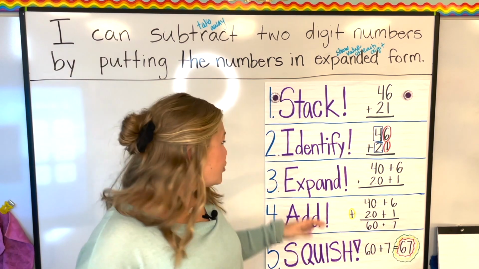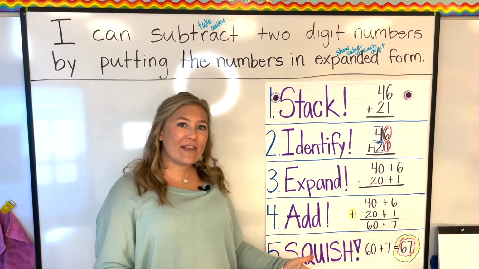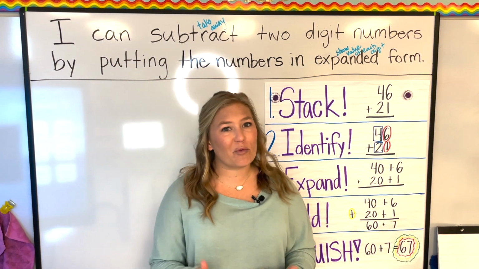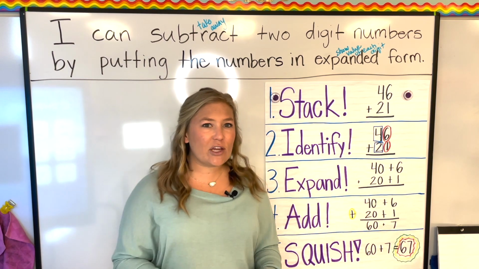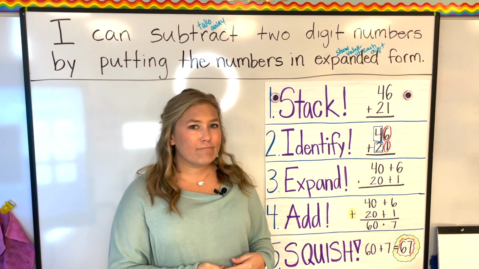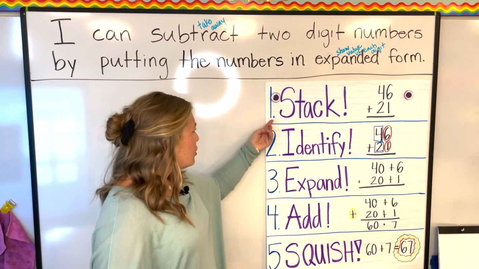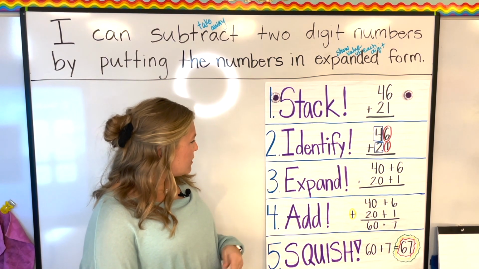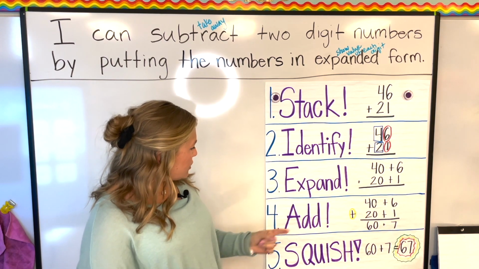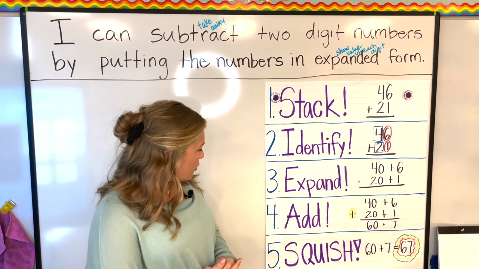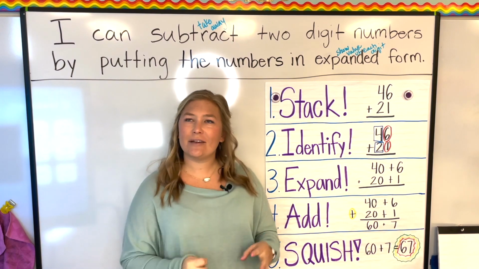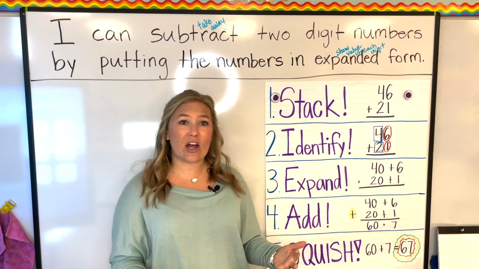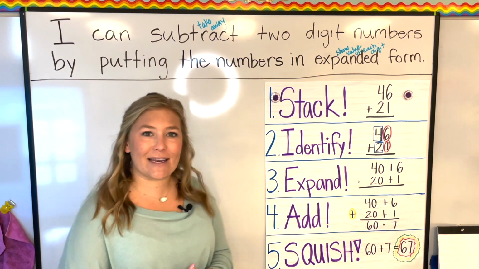All right, this chart has helped us with our expanded form addition. It's going to help us today with our expanded form subtraction as well. But we do need to change one step. Which step do you think we should change? We have number 1, stack. Number 2, identify. Number 3, expand. Number 4, add, or number 5, squish. That super mathematical term, right? Which one do we need to change to help go with our I can statement today?